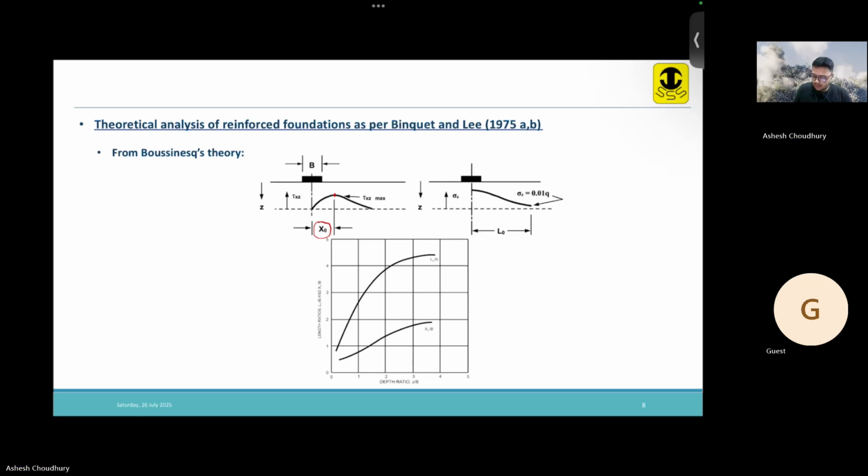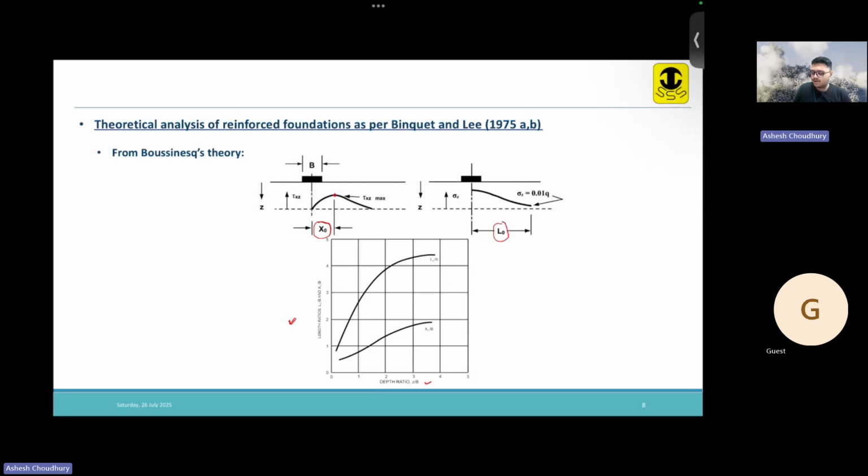So here you can see we have plotted the depth ratio, and here the length ratio x naught by b, where b is the width of the footing. We can plot a curve from where we can get x naught by b, because this is important to us. Next we also have L naught.